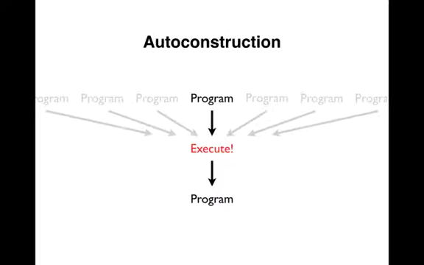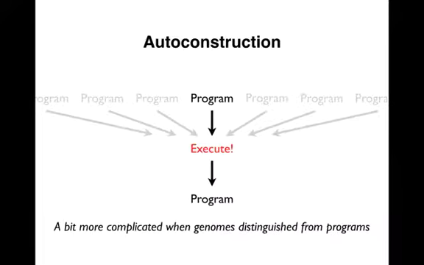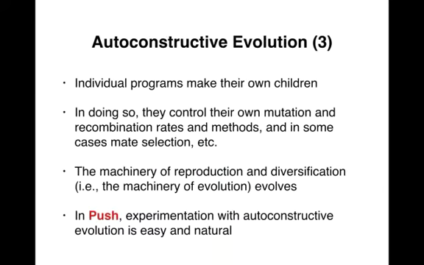By contrast, in auto-construction, it is the program itself which is executed to produce the child, and the way in which it produces the child is encoded in the program itself. And there may be access to other programs for mating, for recombination, but it is this first parent that you might call the mother that produces the child, and the code of that program is what is itself doing whatever kind of mutation, crossover, variation will be done. And this is a little bit more complicated when genomes are distinguished from programs, as they will be in some of the work I show you a little later today, but this is the basic picture.